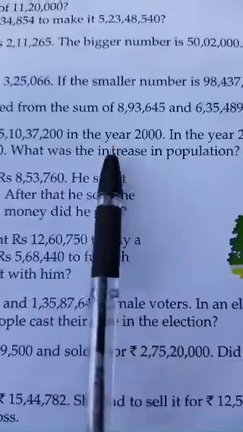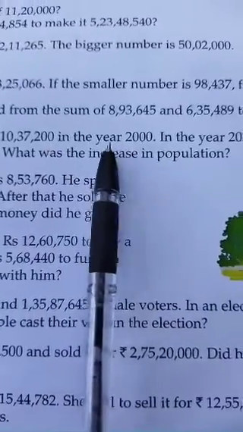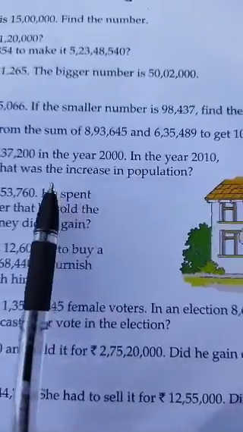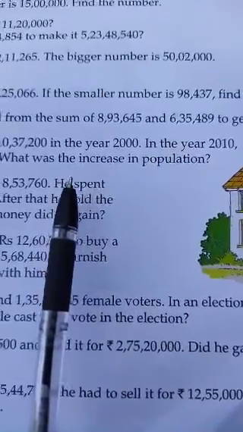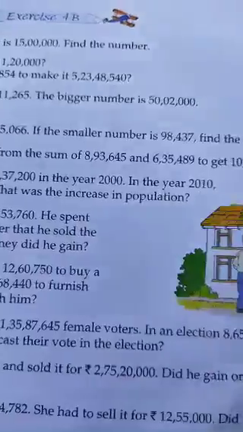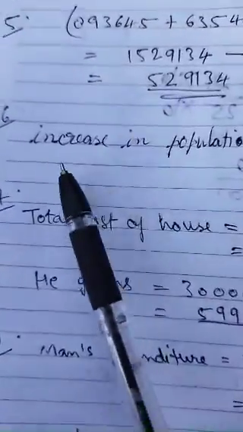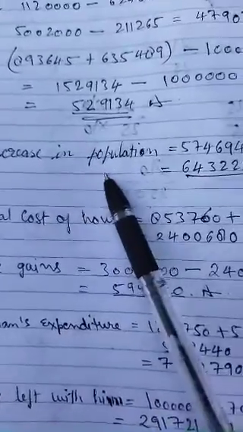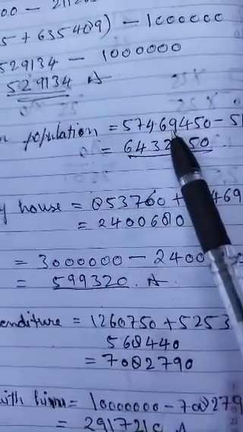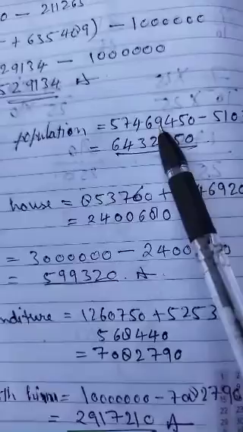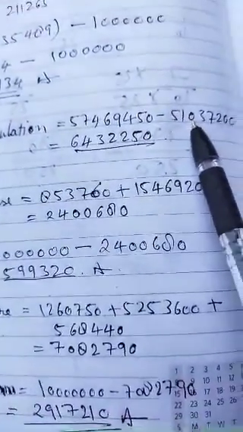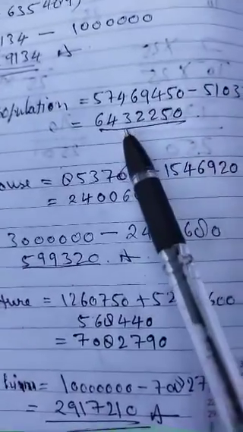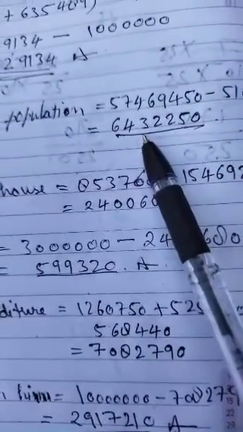The population that was in 2000 will be subtracted from the population that was in 2010 and you will get the increment in population. This is how you have to do question number 6. He is asking increase in population, so increase in population is equal to the population in 2010 minus the population in 2000, and after subtracting both the numbers you will get the final answer like this.